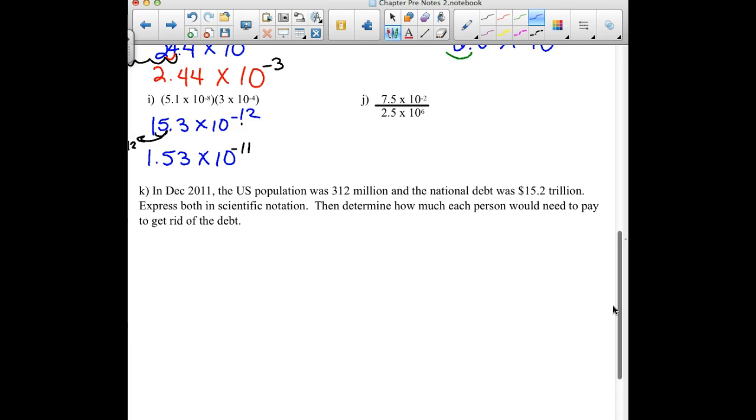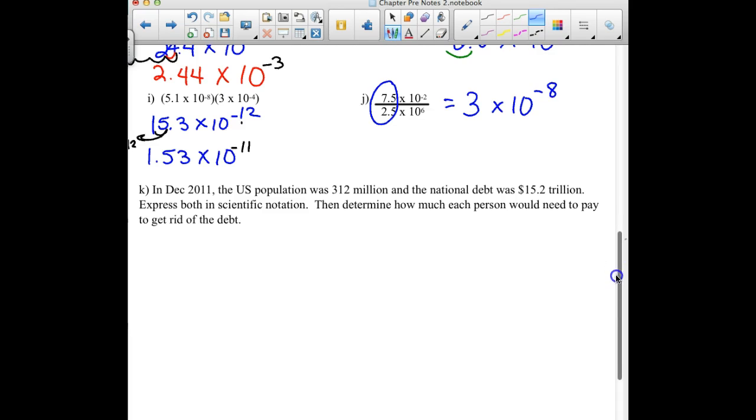And for J, 7.5 divided by 2.5 gives us a nice 3, so we are good with that portion of our scientific notation. We have 10 to the -2 divided by 10 to the 6th, which is going to give us 10 to the -2 minus 6, or -8.